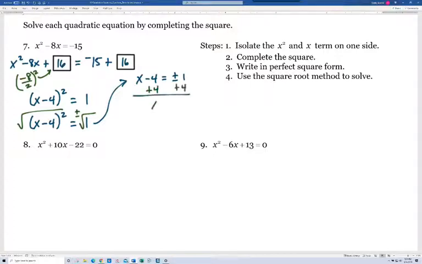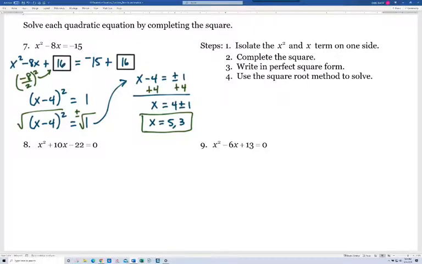We'll add 4 to both sides. And so we get x equals 4 plus or minus 1. So remember, we're not done at this point because we actually have two answers when you see that plus or minus sign. The first one is 4 plus 1, which would be 5, and the other one would be 4 minus 1, which would be 3.